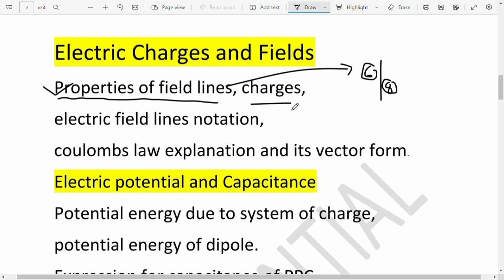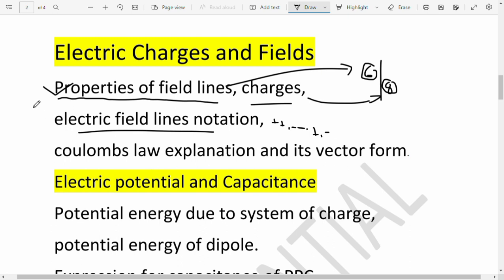Properties of field lines, properties of charge. How many points should you learn? 8 points. In both these lessons, you should learn 8 points. Electric field line notation, that also I told: plus, plus, plus, minus, minus, minus. I can do minus, minus, then plus, minus. This also I told you in that first lesson. If you did not see it, please go and see that video.